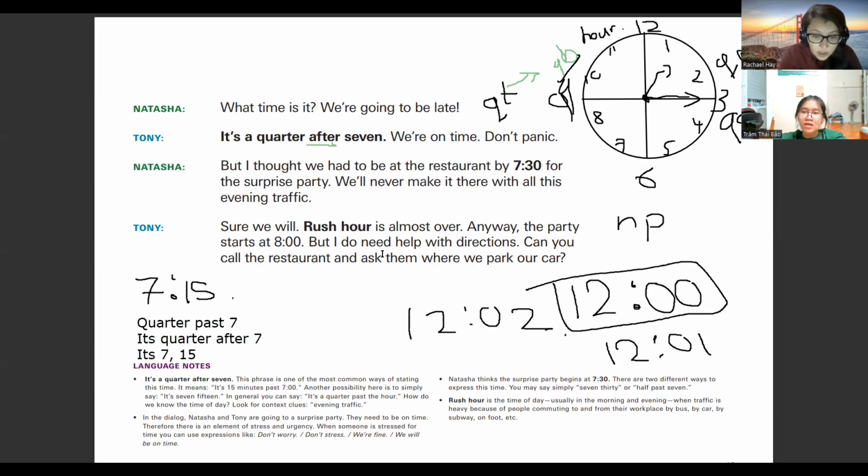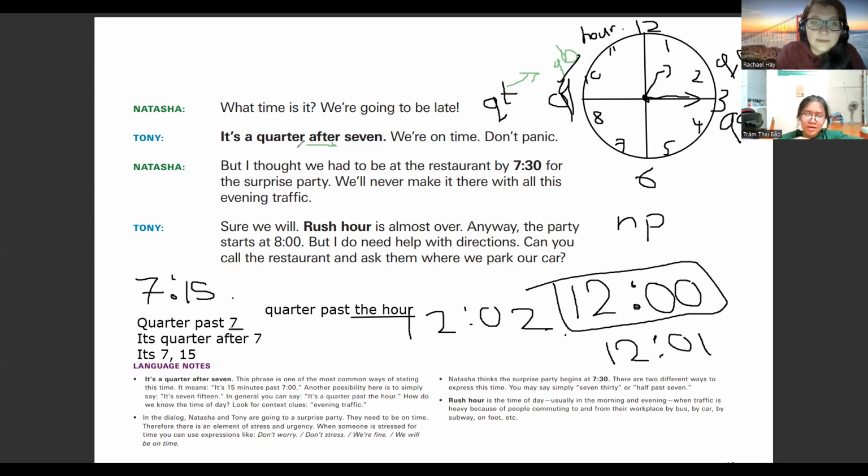In general, you say it's quarter past the hour. So you can also say quarter past 7, because instead of saying the hour, here we will actually put the time. If I tell you it's quarter past the hour, you can say to me, but what is the hour? Is it 7 o'clock? Is it 8 o'clock? Is it 9 o'clock? Quarter past the hour.